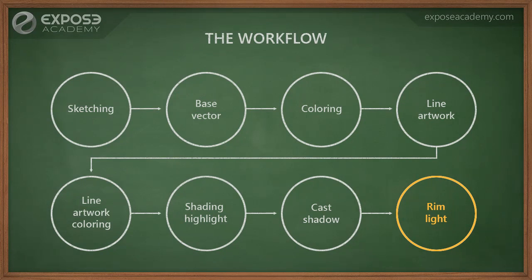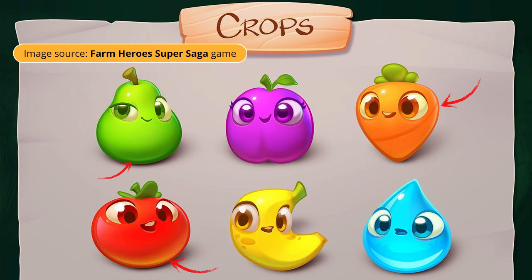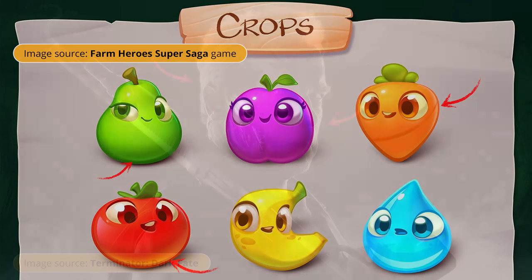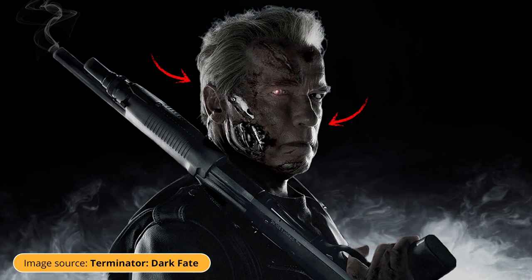The last step in our workflow is to add rim lights, also known as backlights. I already talked about rim light or backlight in the other video. Basically, we use this type of lighting to strengthen the presence of an object against its surrounding. Especially if the object is in a dark environment, backlights can help a lot to define the object's silhouette.